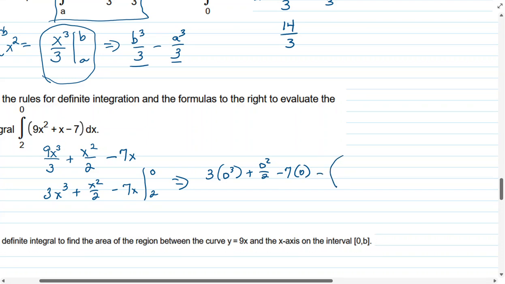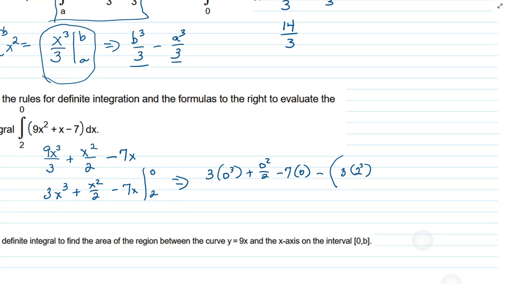So now I'm going to use the 2. So this is 3 times 2 cubed plus 2 squared over 2 minus 7 times the 2. All right, we know all of these are 0. And now we're going to see what we've got here. So this is 8, this is 24, plus this is 4, is 2, minus the 14. If I do the math on this, I'm going to have 22, aren't I?